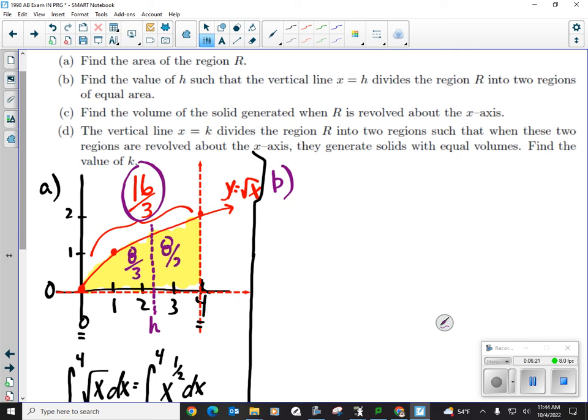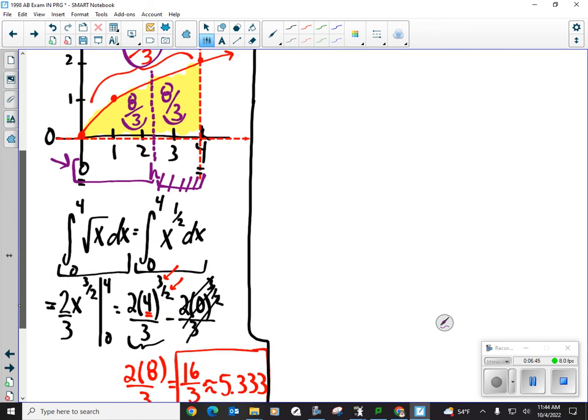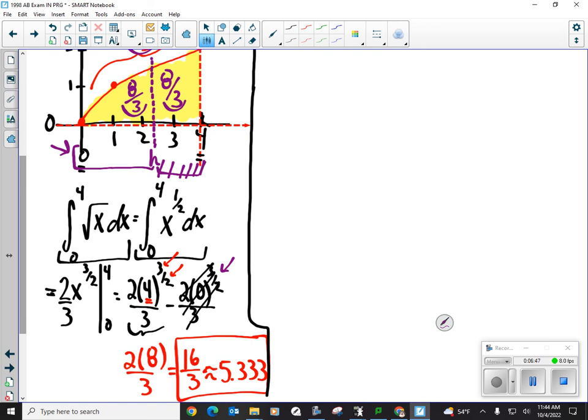Now, I can pick one of 2 options. I can integrate from 0 to h, and that should equal this 8/3. Or I can go from h to 4, and it should equal this 8/3. I'm going to pick 0 to h. How come? I love when I put zeros into my integrals, because zeros make things go bye-bye.